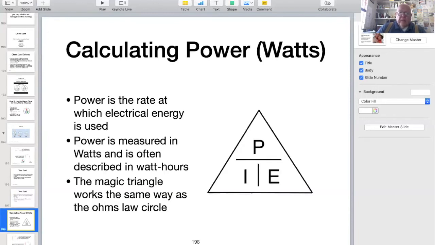Now let's go to the power equation. Just for grins and giggles, I've depicted this as a magic triangle instead of a magic circle. It works the same way. Cover up the unknown and then solve the resulting equation.